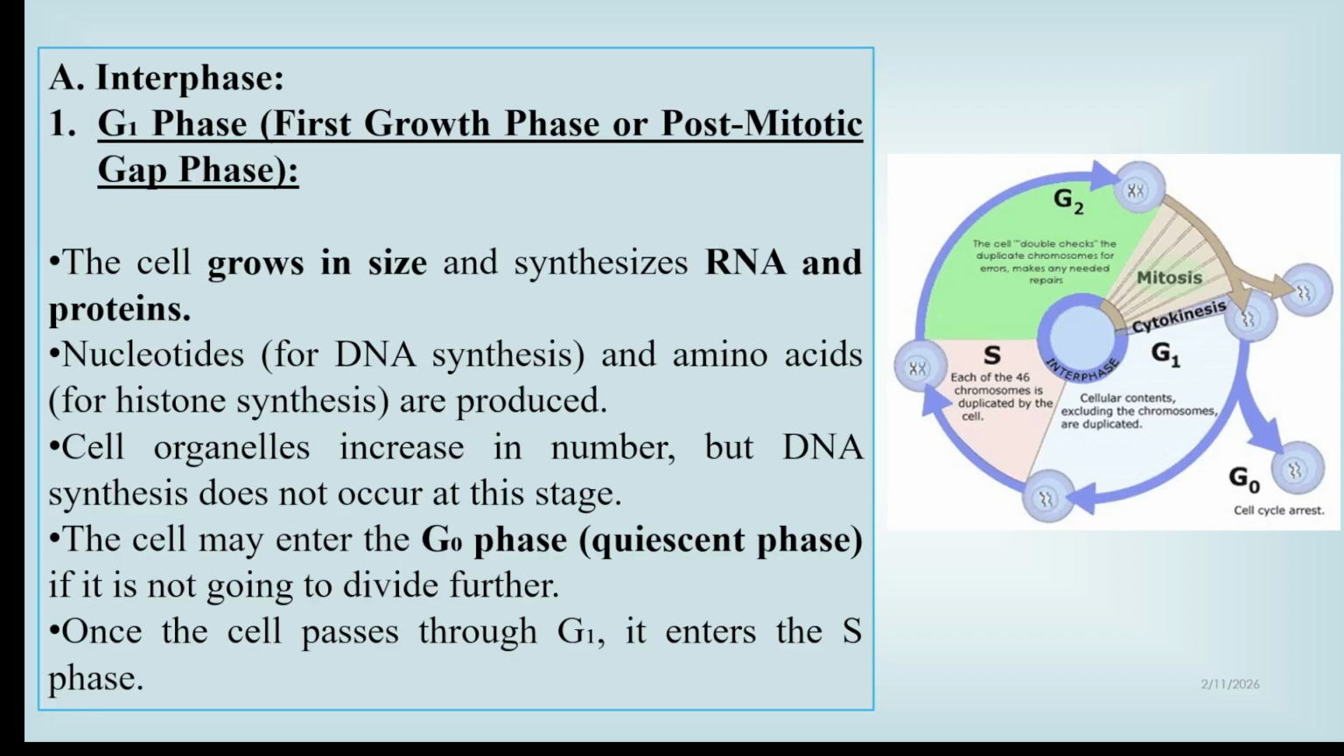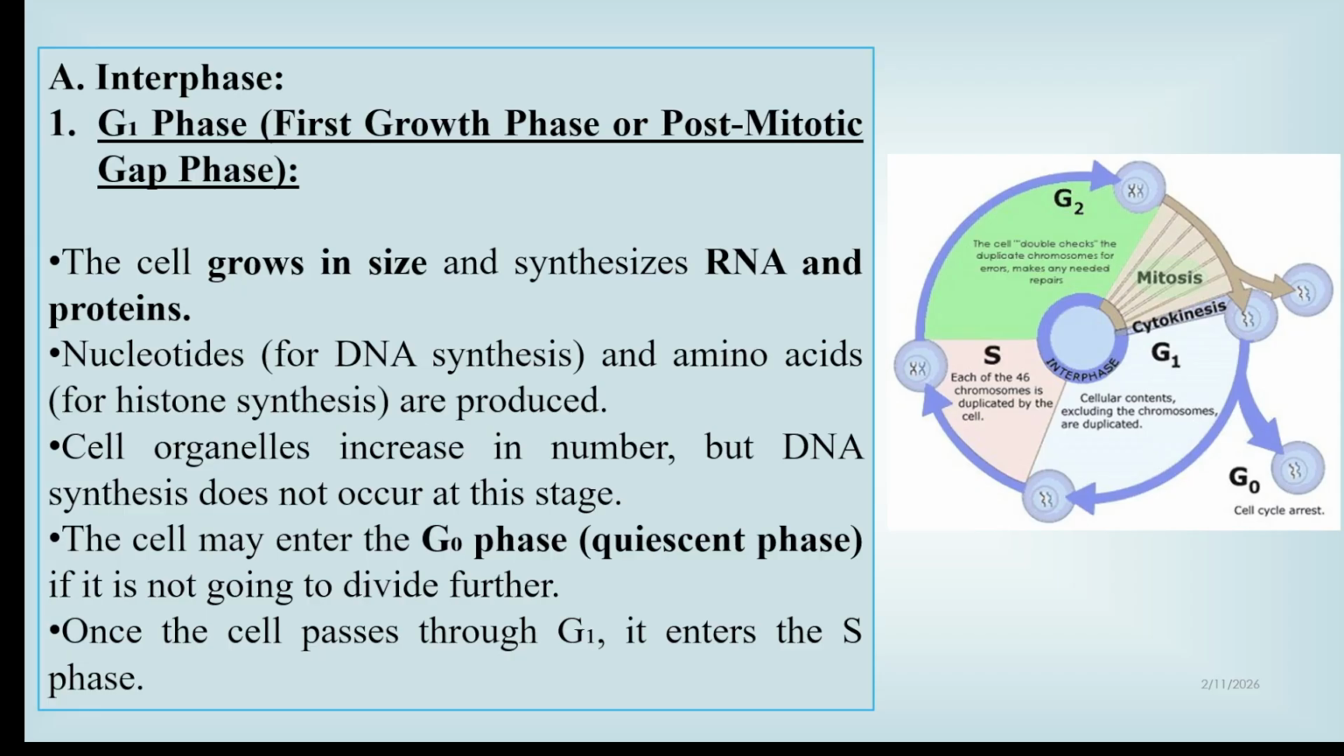For the synthesis phase after completing G1, nucleotides are required for the synthesis of DNA, and all those nucleotides, ATP, GTP, CTP and TTP, are synthesized in the G1 phase. Then cell organelles, which are the chloroplast, mitochondria and Golgi bodies, all increase in number, but DNA synthesis does not occur at this stage. Only the nucleotides are synthesized in the G1 phase.